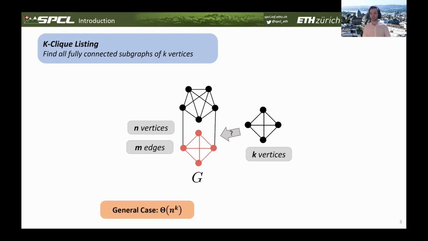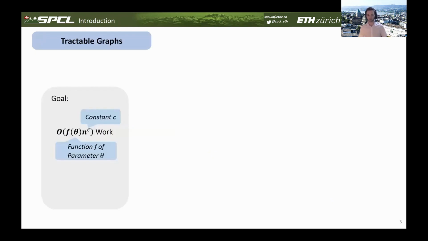Unfortunately, for the general case, no algorithm which is better than the naive algorithm of enumerating all k-tuples is known. This is why we focus on special families of graphs which are more tractable. Now, what do we mean by a tractable family of graphs? The goal is to find an algorithm where the work to compute all of the k-cliques is linear or polynomial in the size of the graph, and it is allowed to be exponential in a parameter which only depends on the size of the clique and properties of the family.